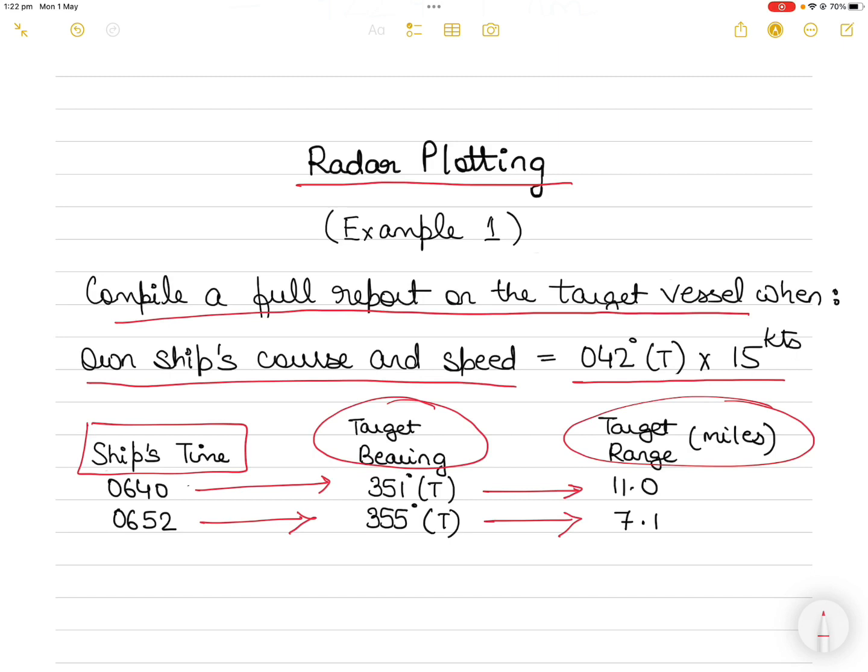Remember, this is only a single target report, so there is only one target and there is your own ship. You have noticed that this target is at 11 miles at a bearing of 351, and then at 7.1 miles it is at a bearing of 355 degrees true, and your ship is doing a course of 042 degrees true at 15 nautical miles per hour. So make a note of this information, because now we will shift to the radar plotting sheet and I will show you how to plot a situation like this in the exam and how to derive a report from it.